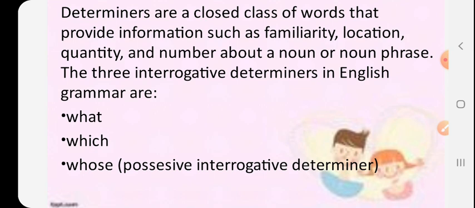Please remember, they always come before the noun and they never follow the noun.